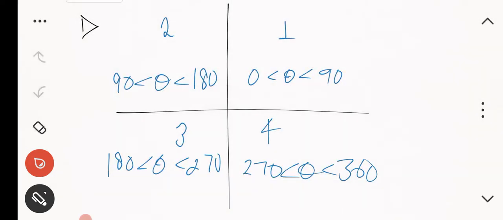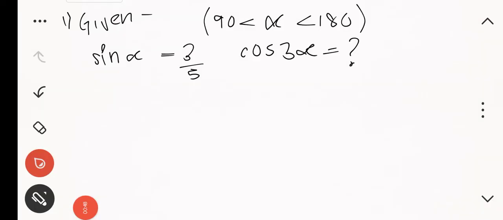Now in the first question, we have: if sine alpha is equal to 3 by 5 and 90 degrees is less than alpha and alpha is less than 180 degrees, then cos 3 alpha is. In this question they are asking cos 3 alpha, and here I drew quadrants, where the statement is in the second quadrant. Now we will see how to do the solution. Okay, first let me write the given data quickly. Now I have written the given, and we will see how to solve it.